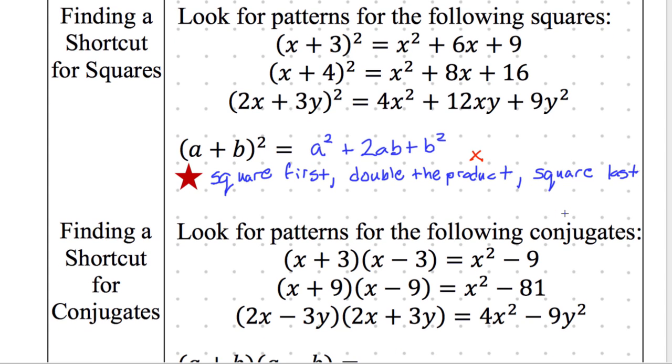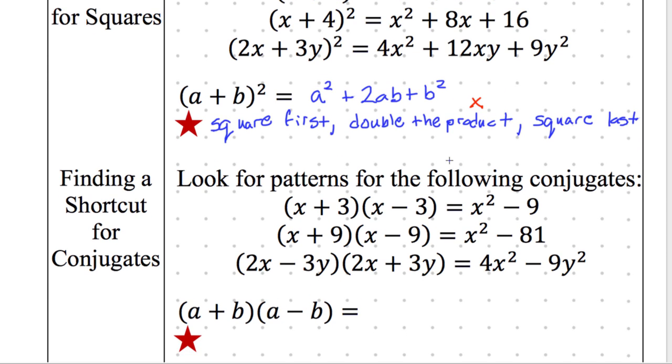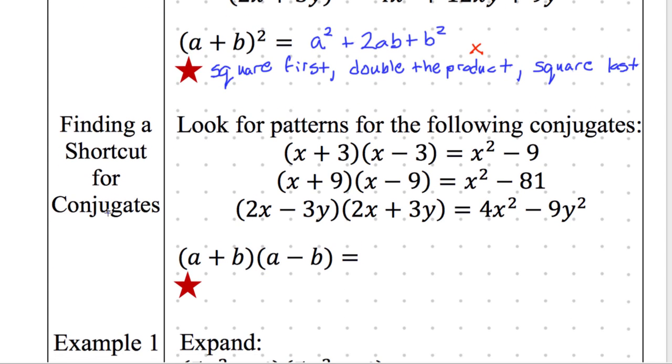All right. So that's our shortcut. There's the formula shortcut. There's the phrase shortcut. Both of them are useful for us when we're doing the examples. Let's go ahead and find a shortcut for conjugates now. So eventually I need to find a shortcut when I do a plus b times a minus b.